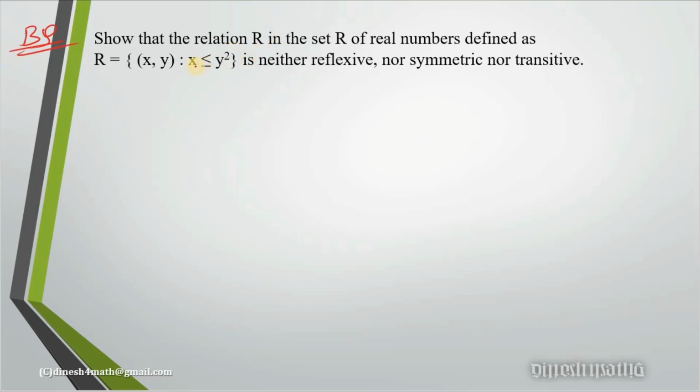So here the question says (x, y) such that x less than or equal to y square, neither reflexive nor symmetric nor transitive, and the relation is defined on a set R. So this relation says x is less than or equal to y square. Now to check whether this relationship is true or false, that is, x less than or equal to y square, we need to check it is not reflexive nor symmetric nor transitive.